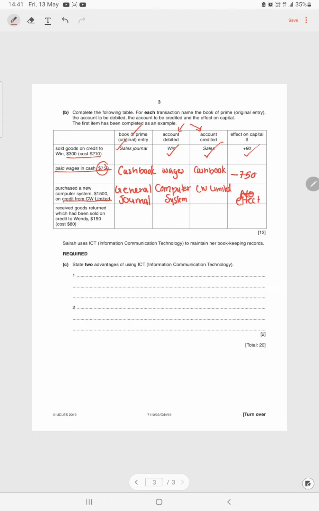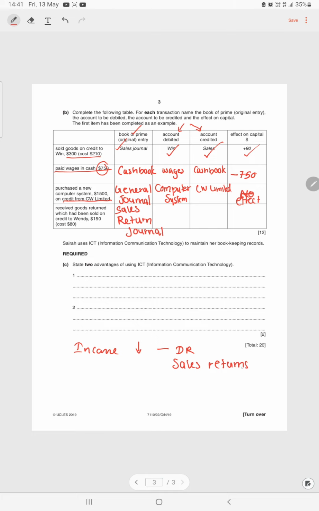Finally, received goods return which had been sold on credit to vendee. You have sold goods on credit to a customer, the vendee, so it's a sales return. The book of prime entry is a sales return journal. The double entry to record a sales return: in a sales return, income decreases. That's a debit, and you record it in a ledger account called sales returns.